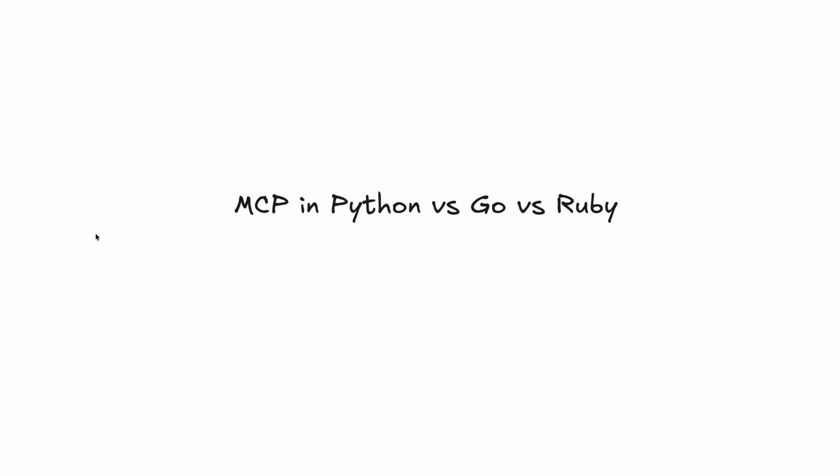Hello everyone! In one of the previous episodes, we've built a Weather MCP server in Python with FastMCP. Today we are building the exact same server in Go and Ruby, just to see how all three languages compare. Same functionality, different approaches. Let's dive in.